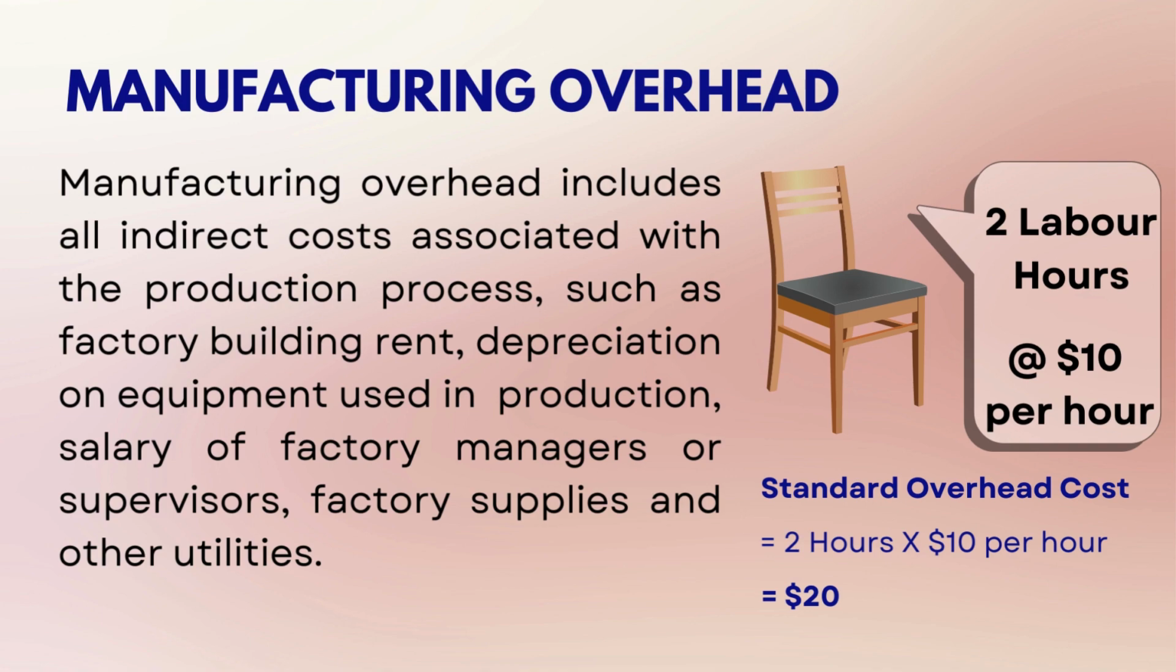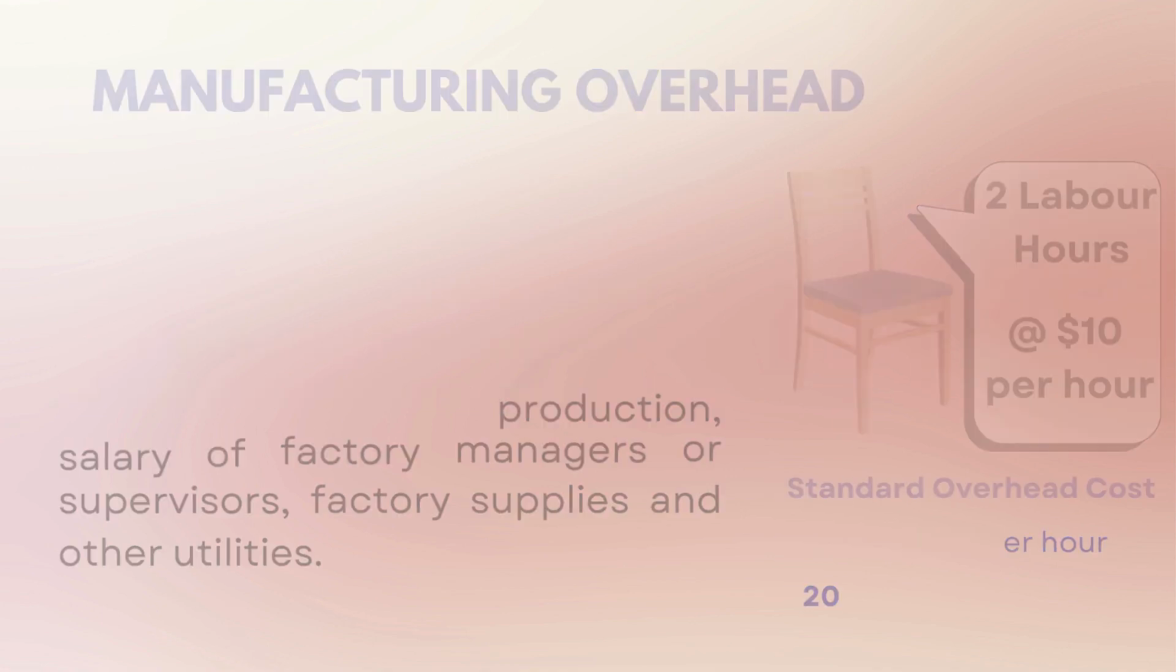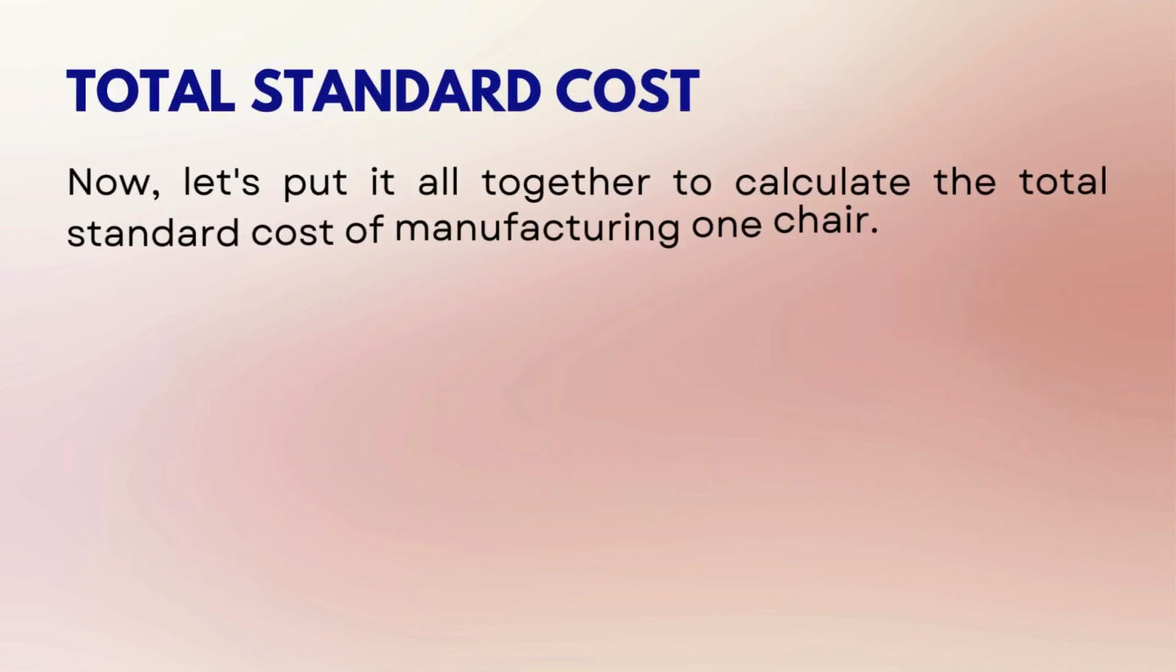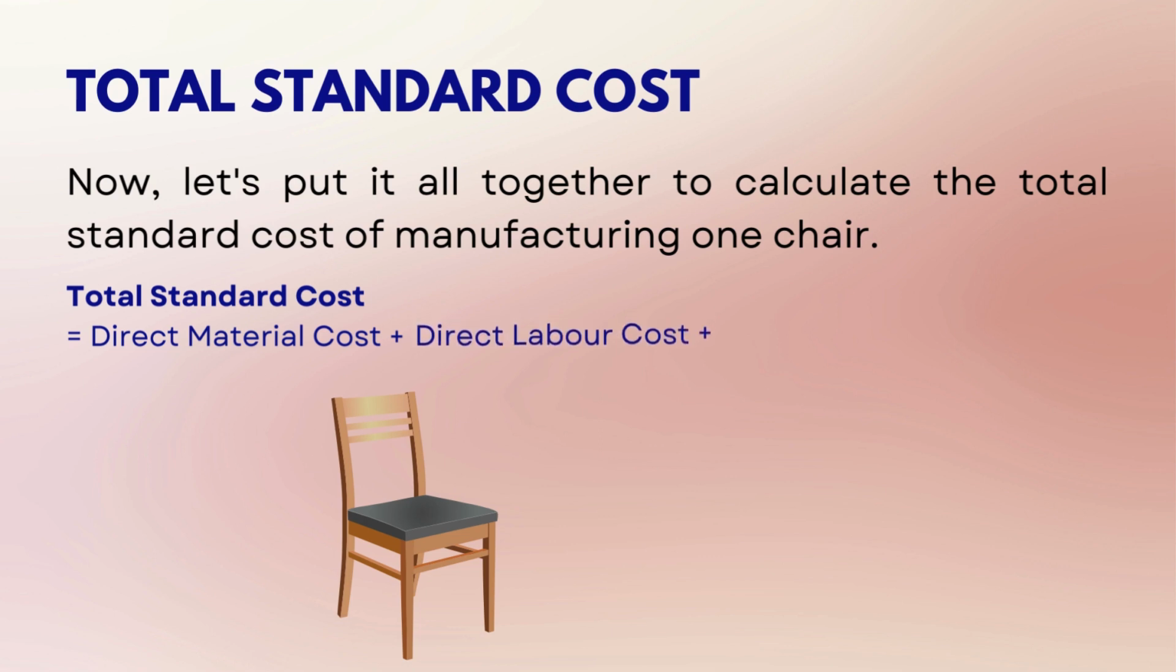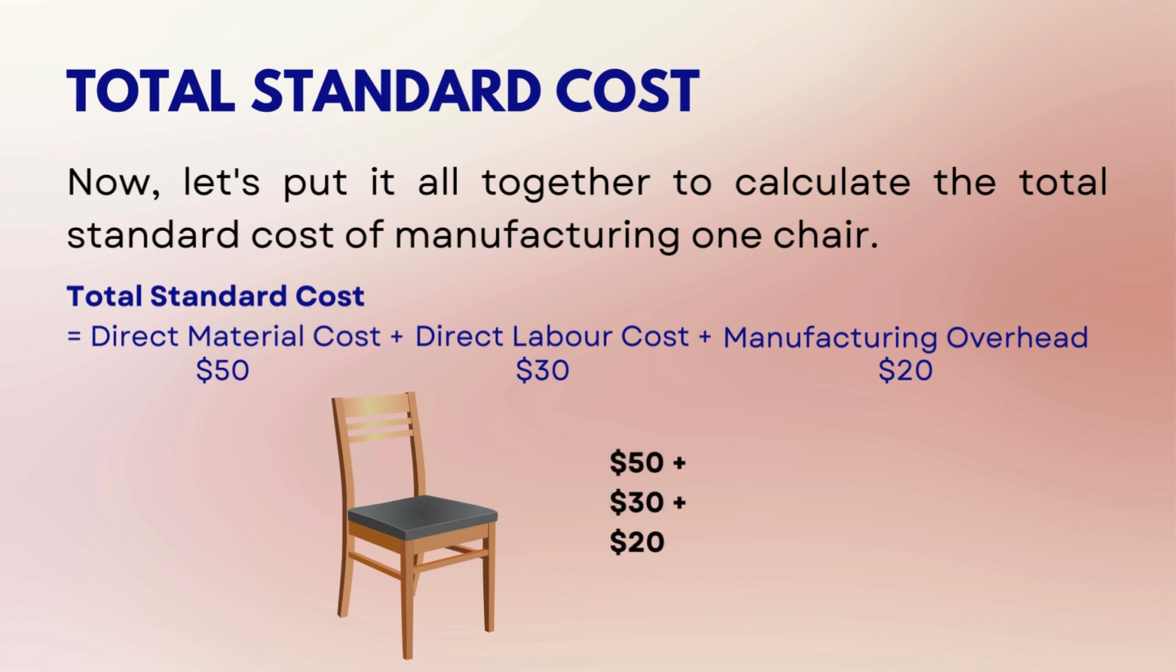Hope this is clear. Now, let's put it all together to calculate the total standard cost of manufacturing one chair. So, the total standard cost is equal to direct material cost plus direct labor cost plus manufacturing overhead. In our example, direct material cost is $50, direct labor cost is $30, and manufacturing overhead is $20. So the total standard cost works out to $50 plus $30 plus $20, which is equal to $100.